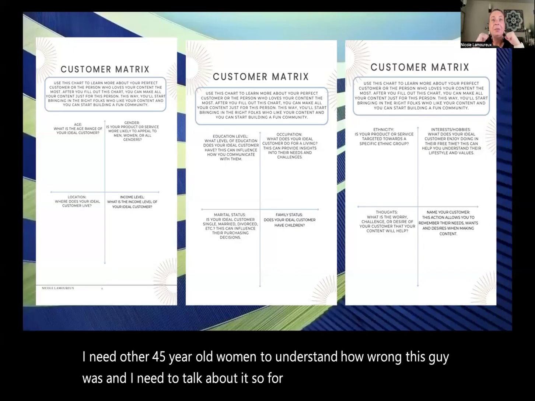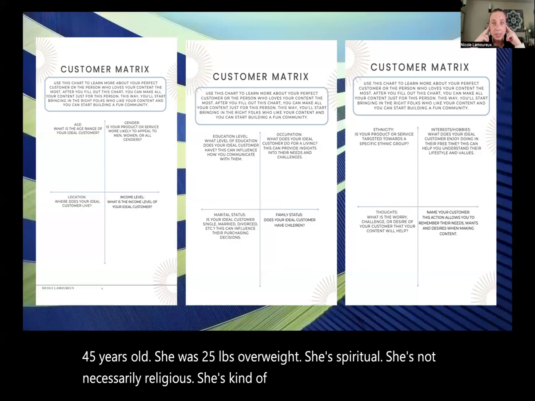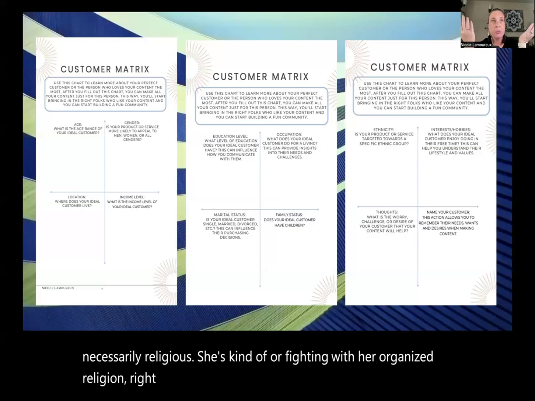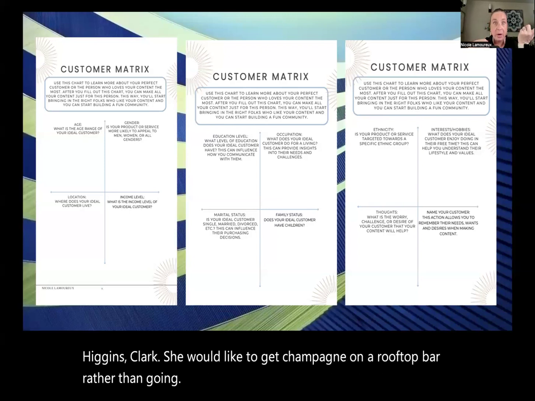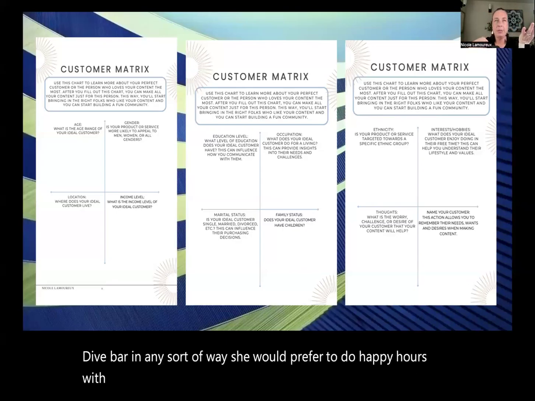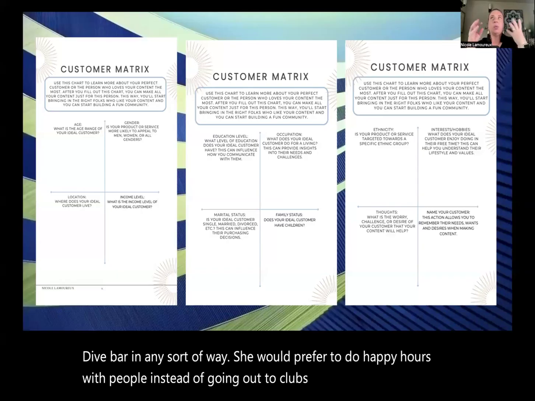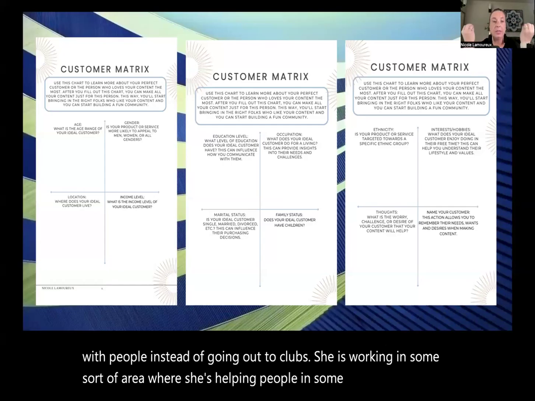So for me, my ideal customer was 45 years old. She was 25 pounds overweight. She's spiritual. She's not necessarily religious. She's kind of fighting with her organized religion right now. She prefers to read James Patterson, Mary Higgins Clark. She would like to get champagne on a rooftop bar rather than going to a dive bar in any sort of way. She would prefer to do happy hours with people instead of going out to clubs. She is working in some sort of area where she's helping people.